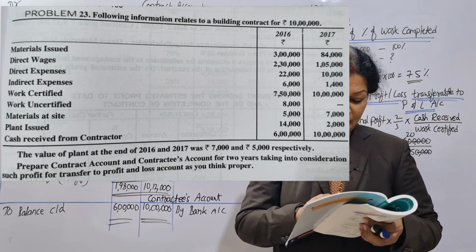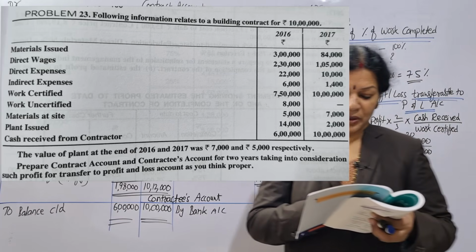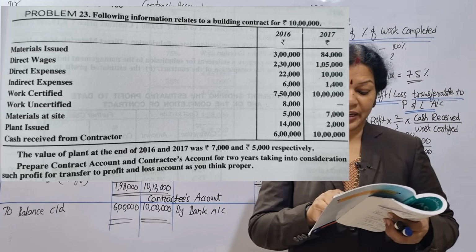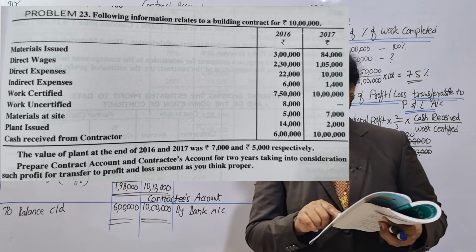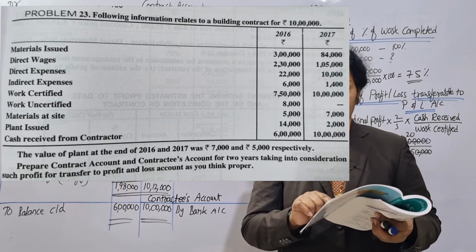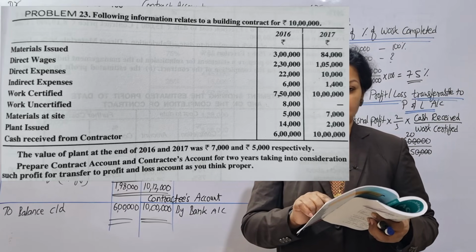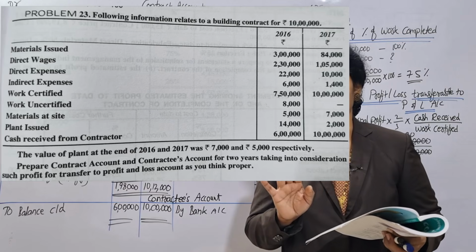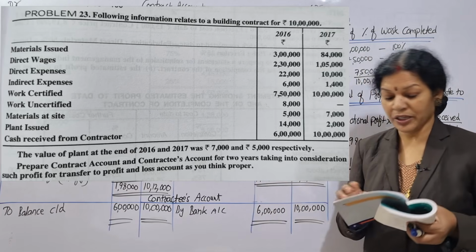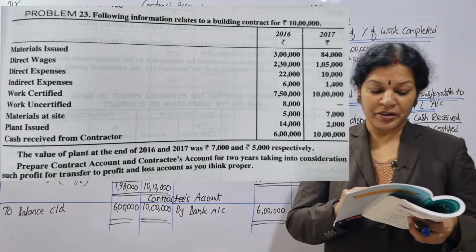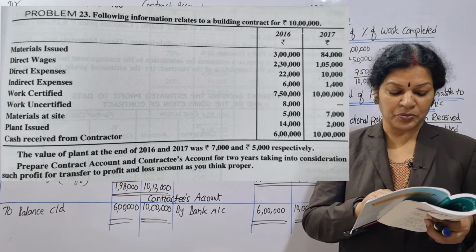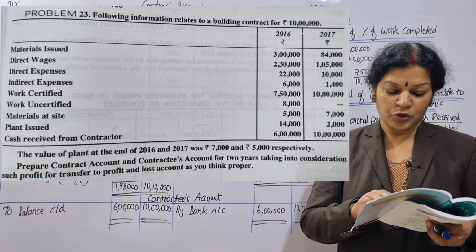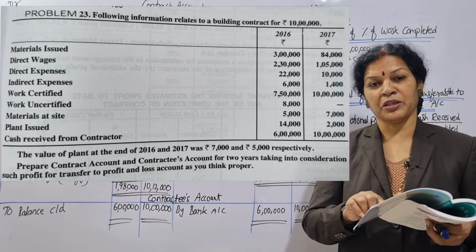Okay. Next one, adjustments. What is given? The value of the plant at the end of 2016 and 17 were 7,000 and 5,000 respectively. End of the year values are given, plant values. Okay. So this we will write on the credit side. Next one, prepare contract account and contractor's account for 2 years, taking into consideration such profit for transfer to profit and loss account as you think proper.